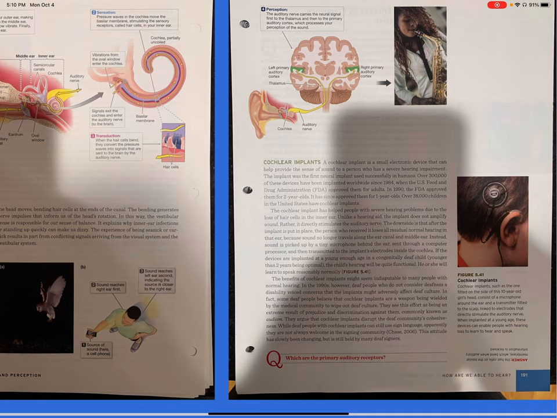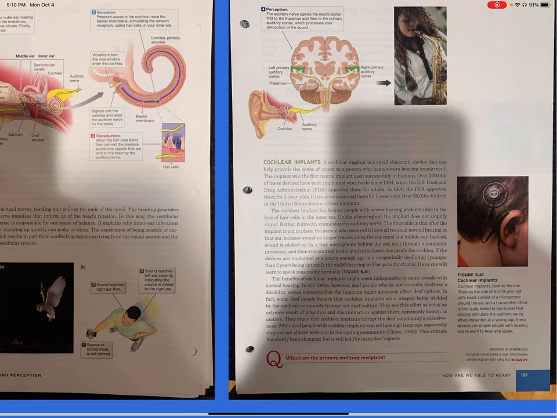If the devices are implanted at a young enough age in a congenitally deaf child, younger than 2 years being optimal, the child's hearing will be quite functional. He or she will learn to speak reasonably normally. Figure 5.41.